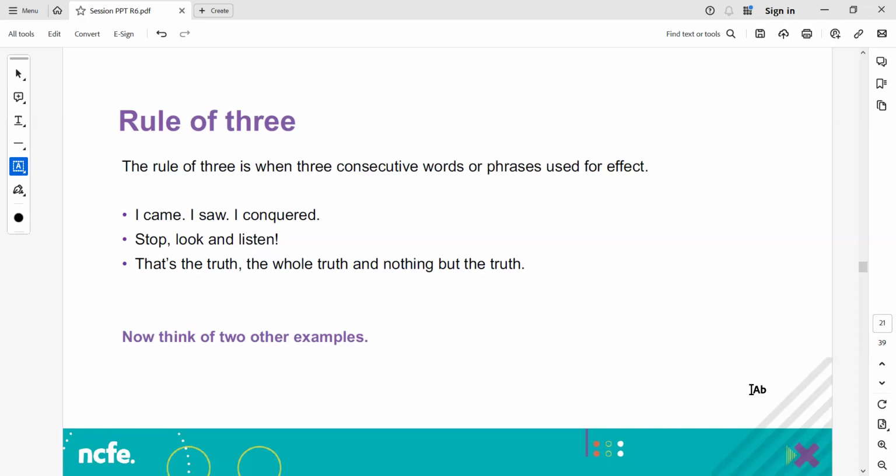"Stop, look, listen." And then "the truth, the whole truth, and nothing but the truth." So you can hear the rhythm in it, and that makes it easy to remember and it's kind of a poetic effect on people. So any questions or any examples?